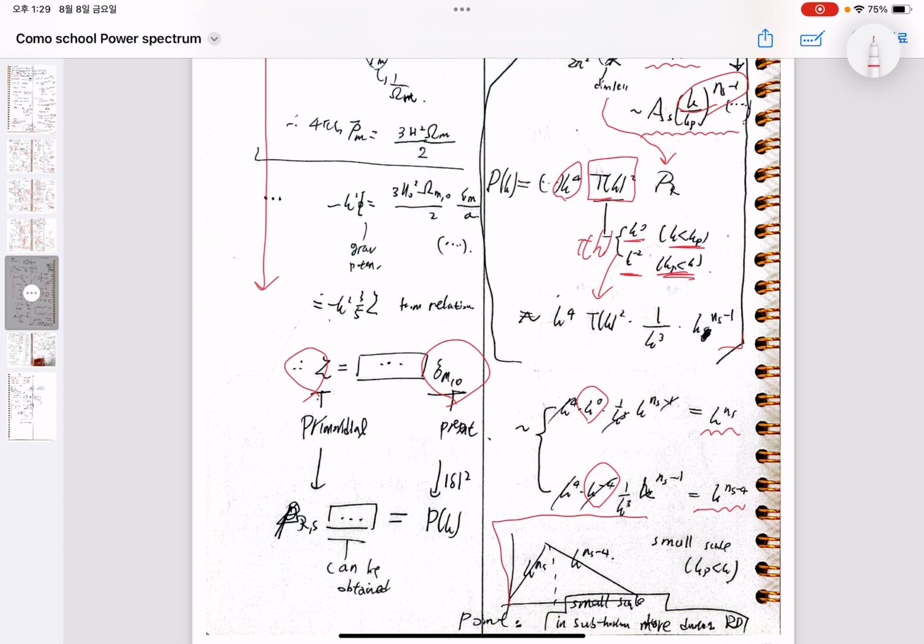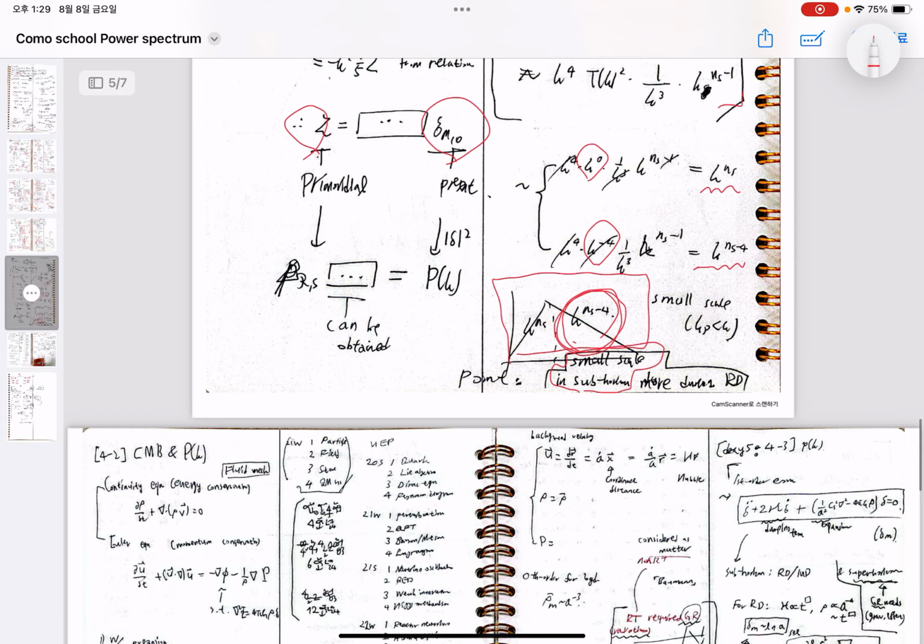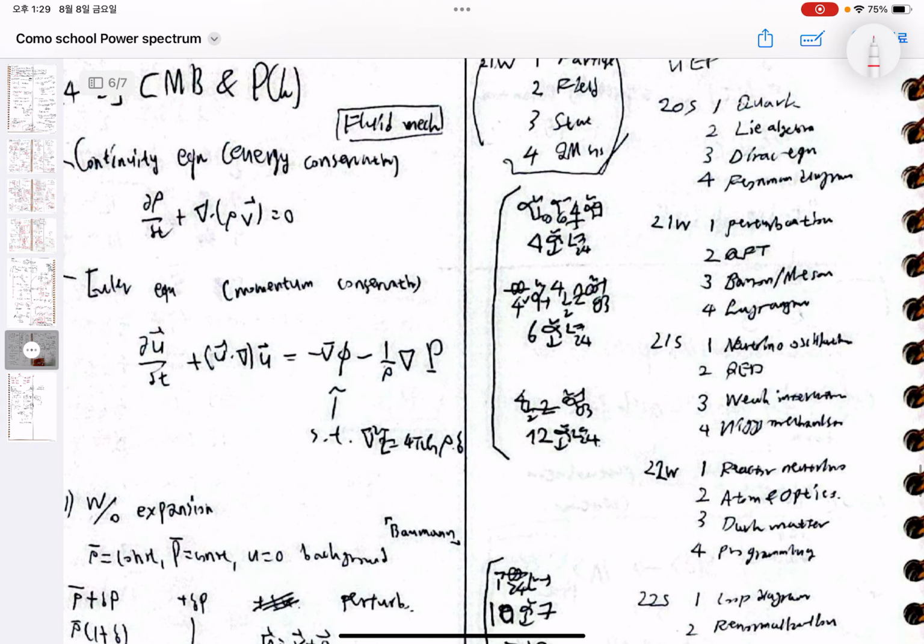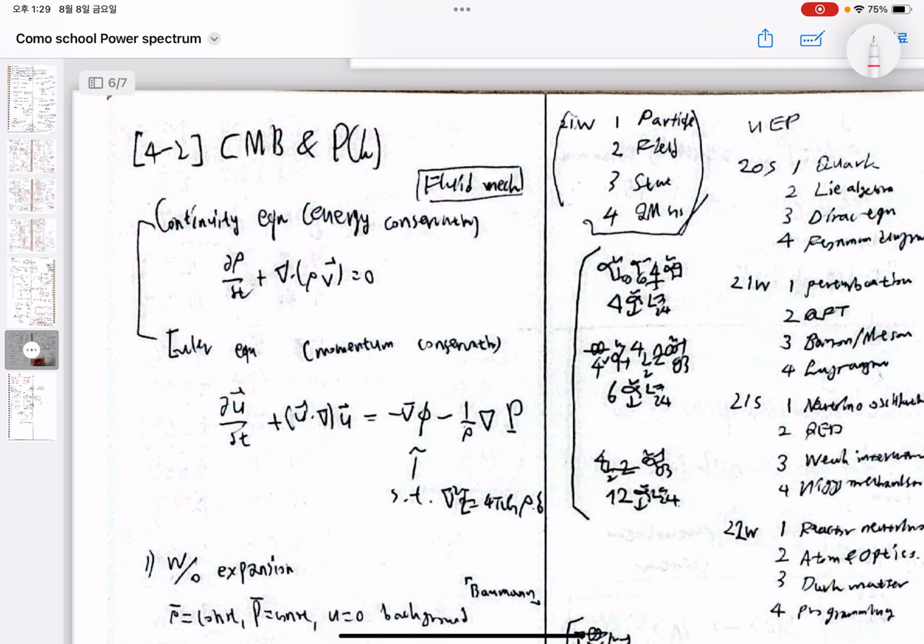So this makes the power spectrum. On small scales, this can enter the horizon earlier during radiation dominance. This makes the Laplacian behavior. Now, in the remaining time, I will talk about the density perturbations briefly.